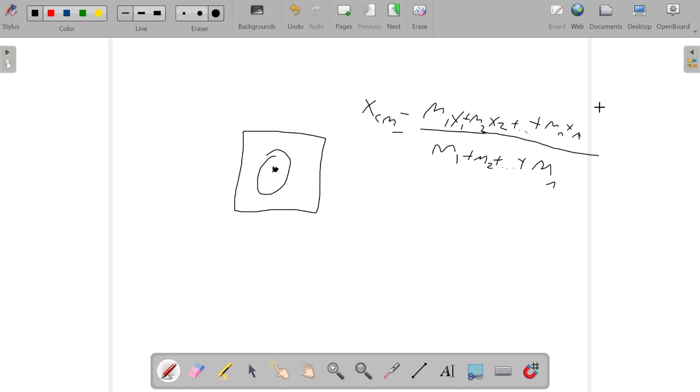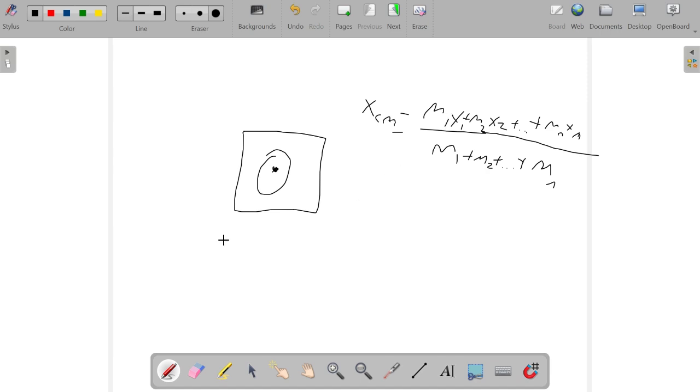Okay, m1 plus m2 plus dot dot dot mn. And you could write this as a summation if you want. I'm just not going to. But you can write this using the sigma function. So I'm basically saying we're going to take the x coordinate, or the distance, of every single point of mass, multiply it with the mass of the point, add up all of those calculated values, and then divide it by the total mass of the system.